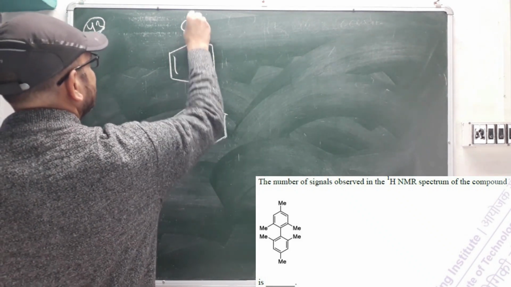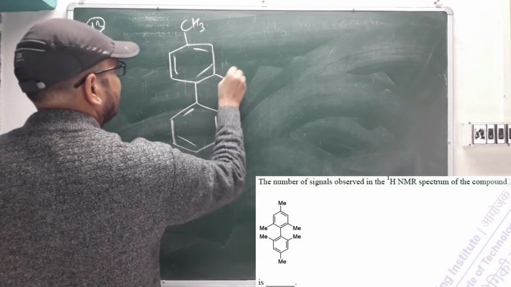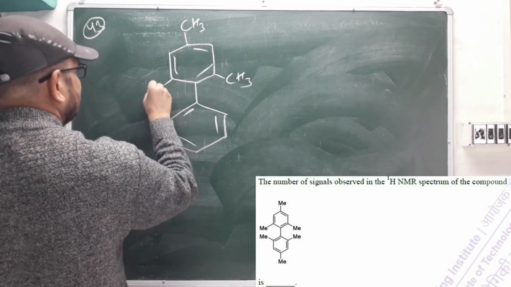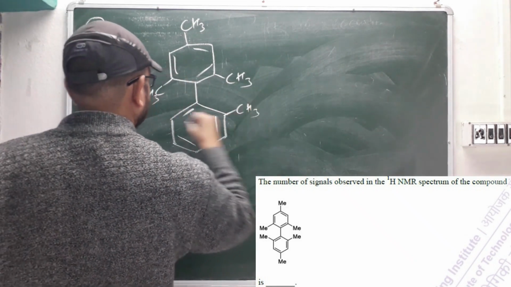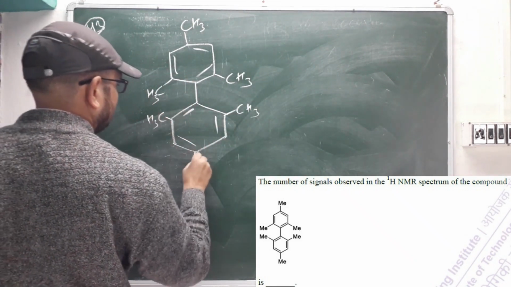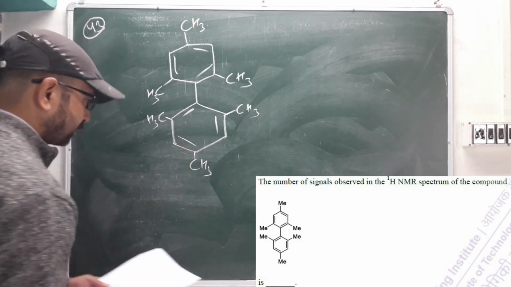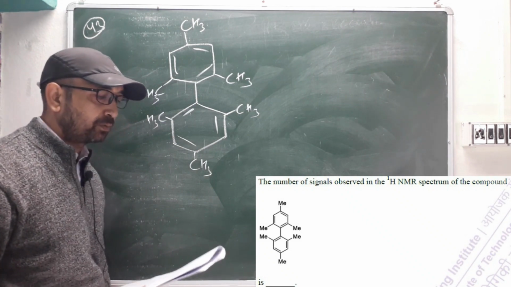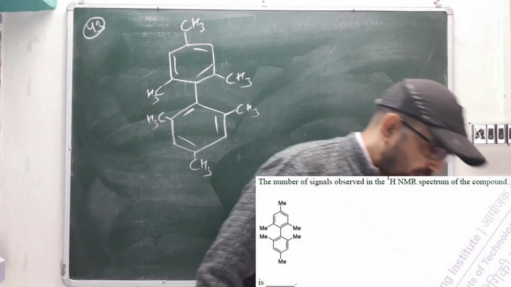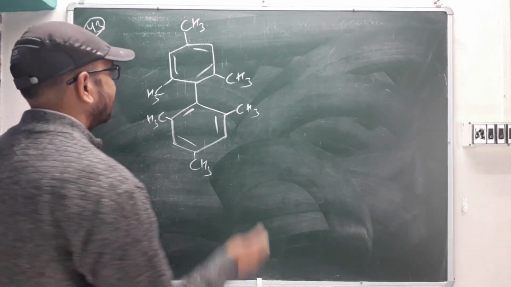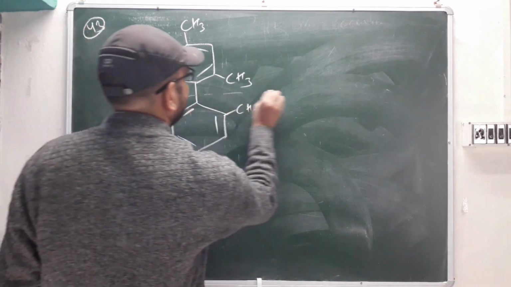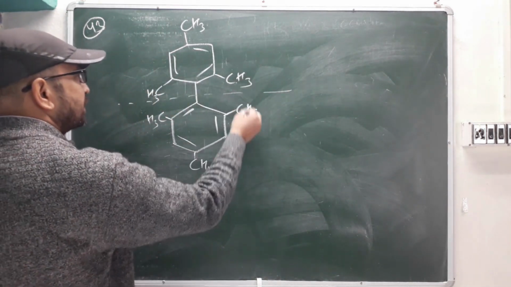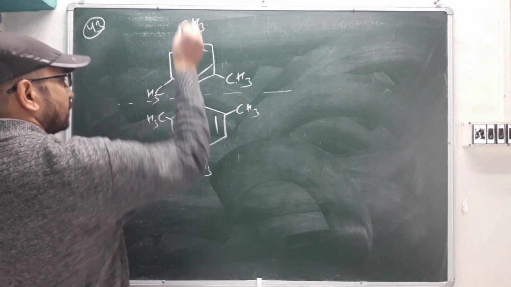Here one CH3, here one CH3, CH3. Now you try to draw. The question is the number of signals observed in the proton NMR spectrum of the compound, meaning how many equivalent protons are there. Let's see. First, if you pass a mirror from this place, this one is reflecting here, this one is reflecting here, this one is also reflecting here.